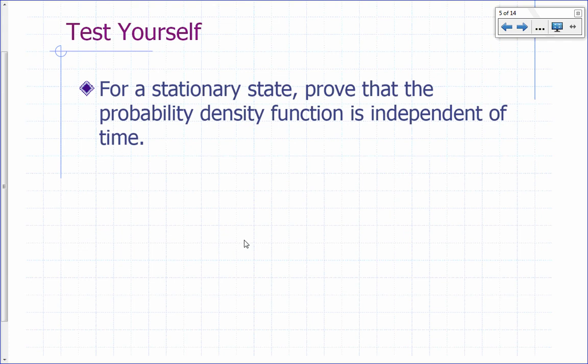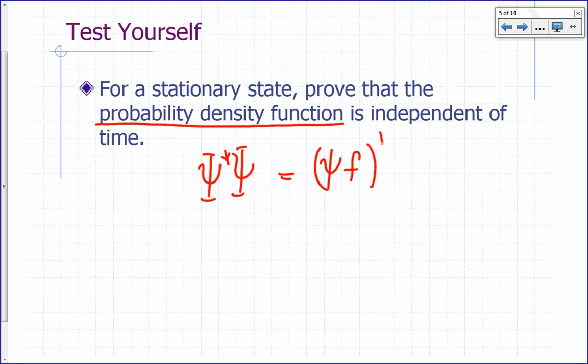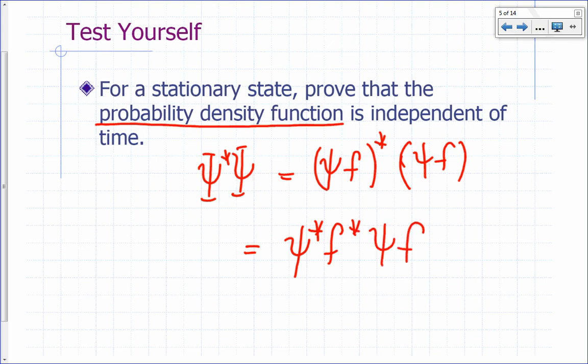For a stationary state, we can prove that the probability density function is independent of time. How do we do that? What's the probability density function? It's psi star psi, right? So what would that be? This is your probability density function: big psi star times big psi, which is little psi times f, starred, times little psi times f. That's little psi star f star little psi f.